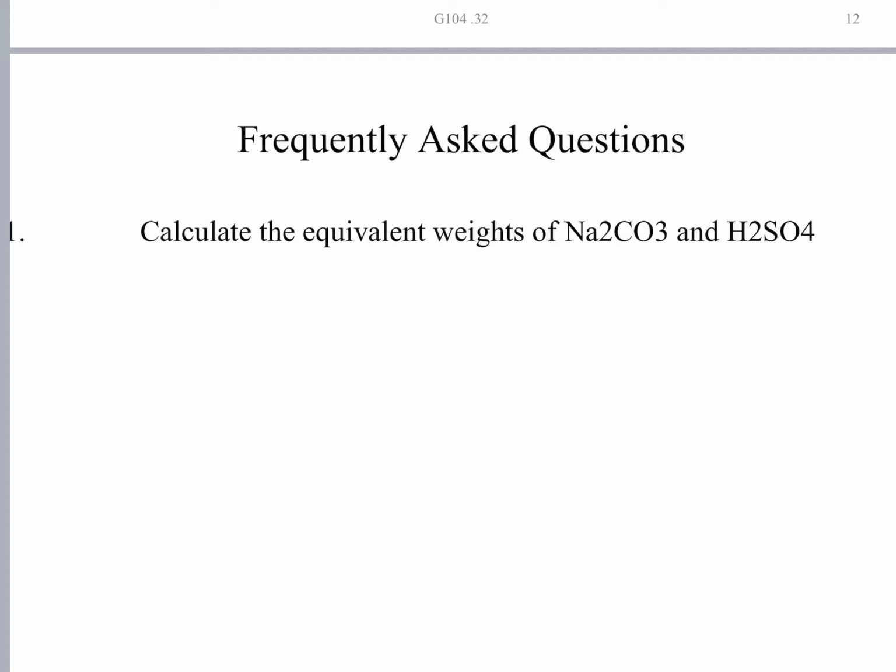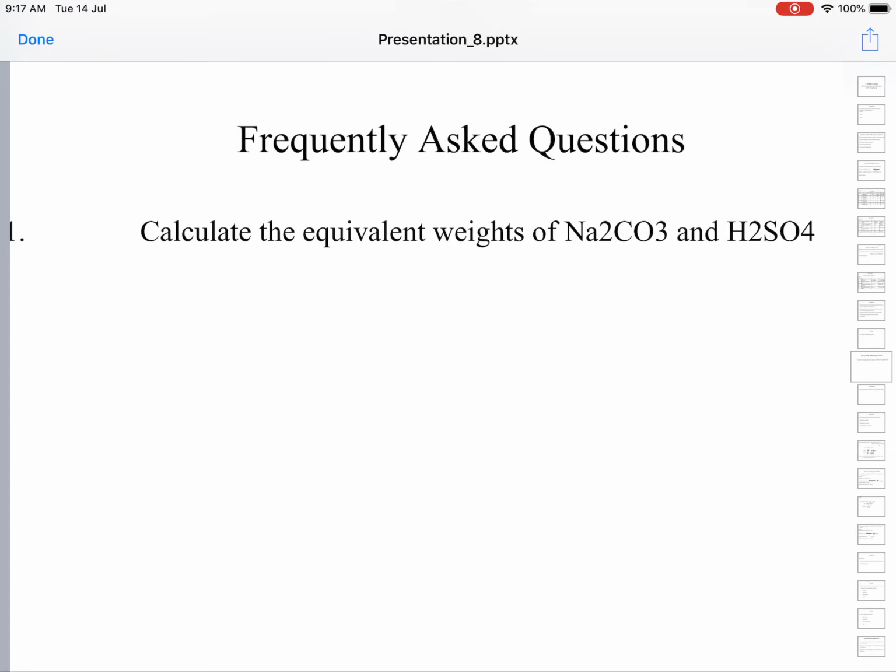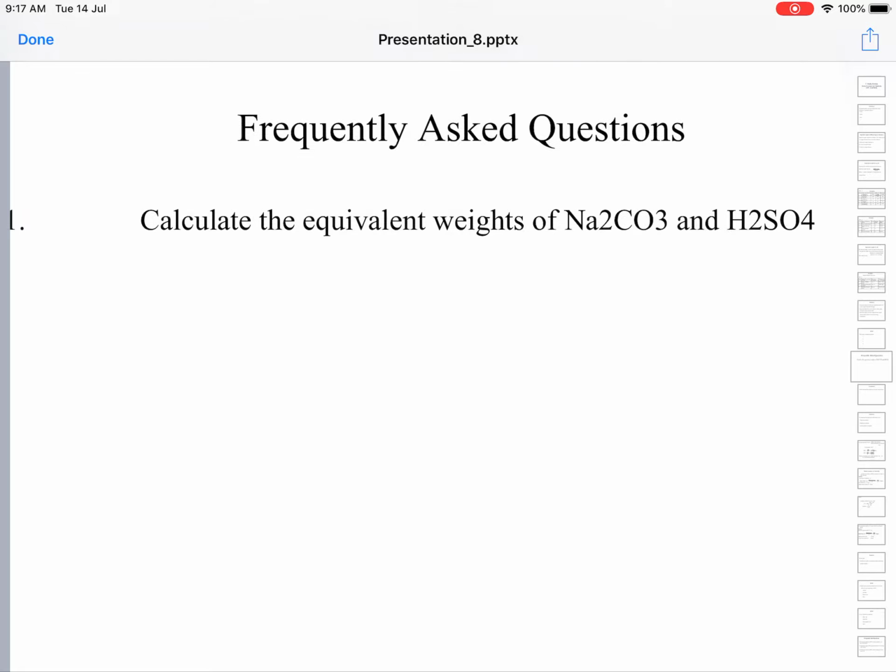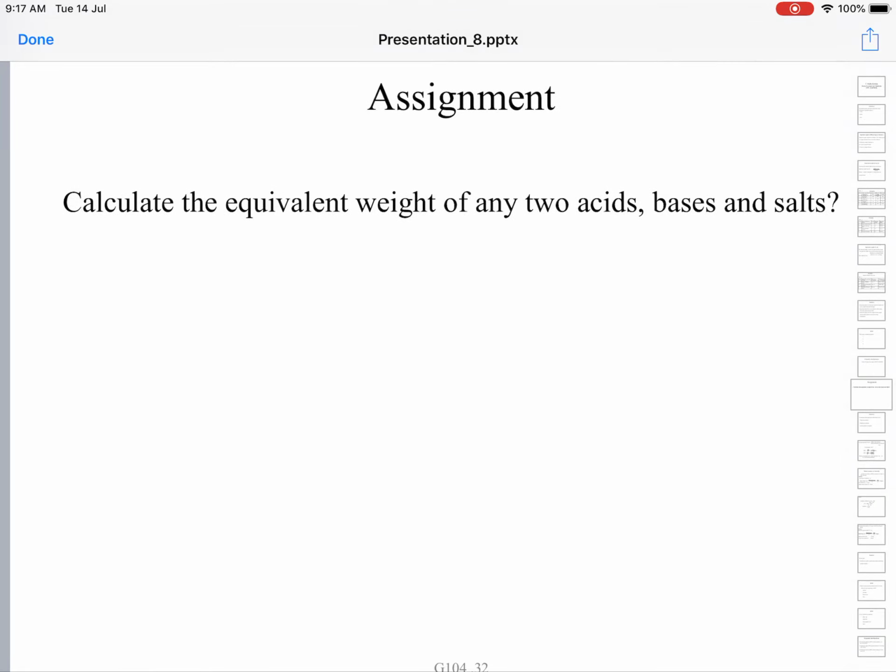Now we will move on to the next topic, that is normality: definition, formulae, and we will work out a few problems. Assignment: try to calculate the equivalent weight of any 2 acids, any 2 bases and any 2 salts. Check their molecular formulae, see their ionization behavior and calculate their equivalent weights. That helps you to consolidate your learning.